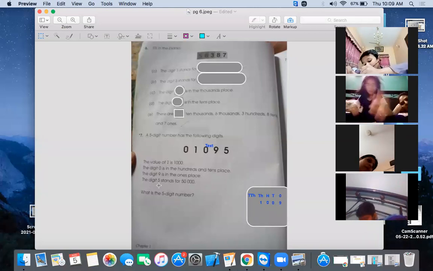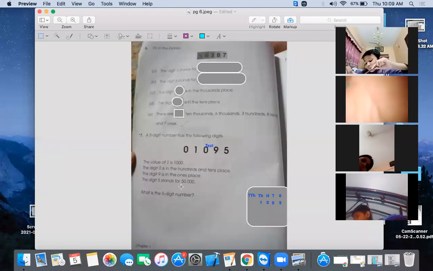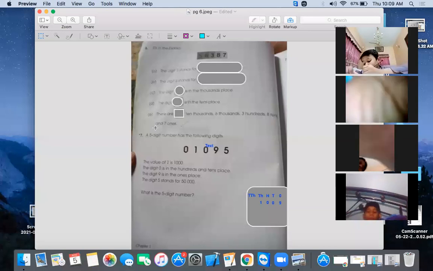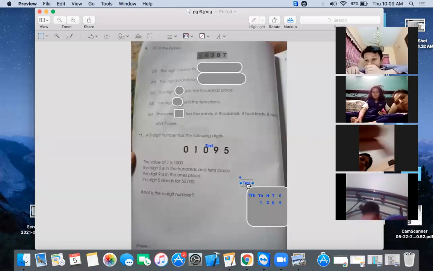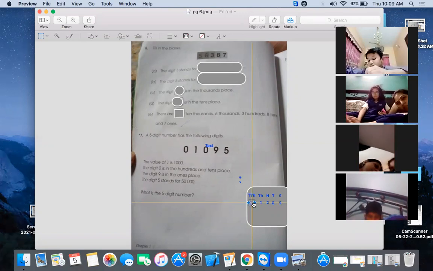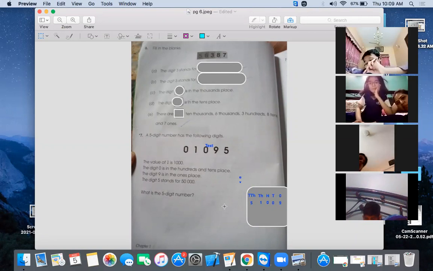Now the digit 5 stands for the 10,000 place. How many zeros in the 10,000? There are 4 zeros. So the digit 5 stands for 50,000, meaning 10,000 place. So just write 10,000. Place पे हम कौन सा लिखेंगे? We write 5. Okay. In this way, we got the number.